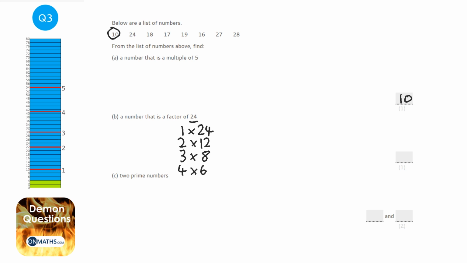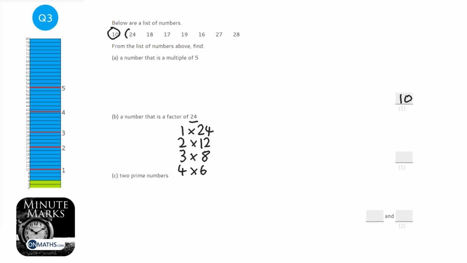Then I look at the list, well, already there's a 24 there. Is there any other ones I could have written? I don't see any other ones, so 24 is my answer there.